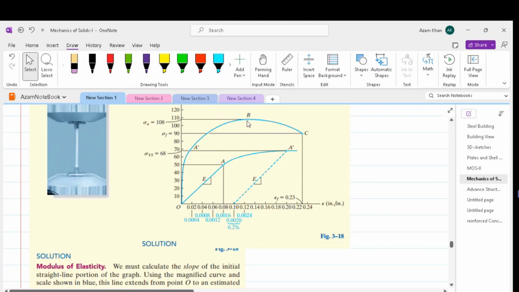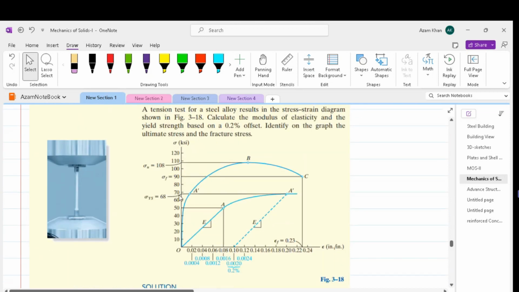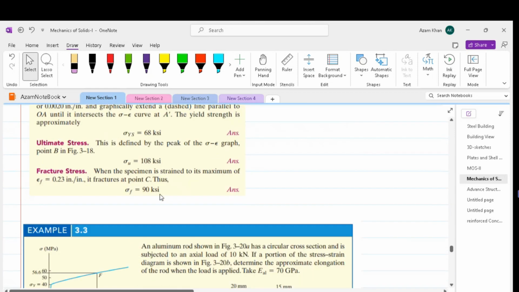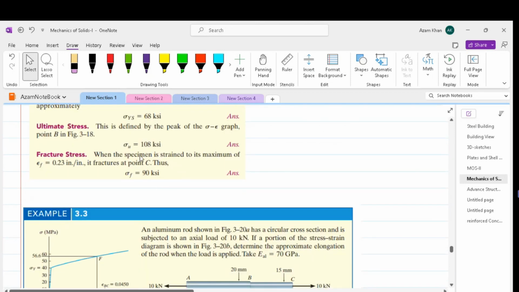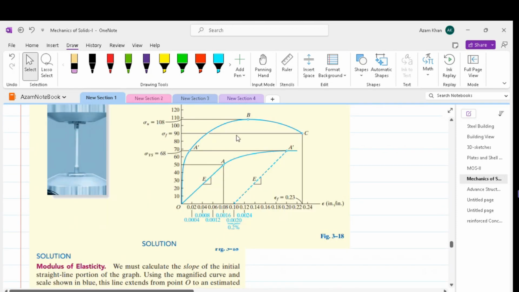The ultimate strength can be taken as 108. So if we draw a straight line, wherever it hits the stress axis, that is our ultimate stress. So ultimate stress comes out to be 108 and the fracture point, which is at C, is approximately at 90 ksi.